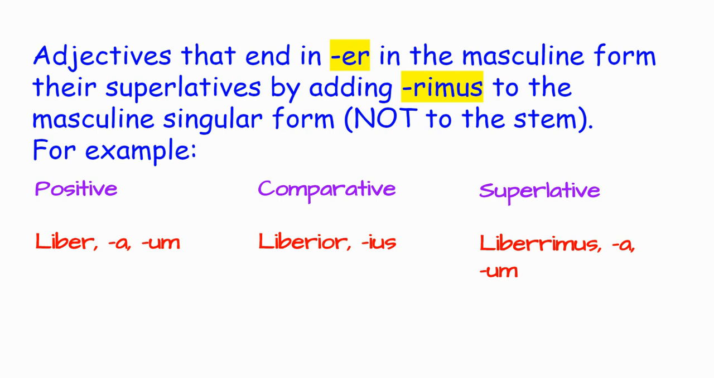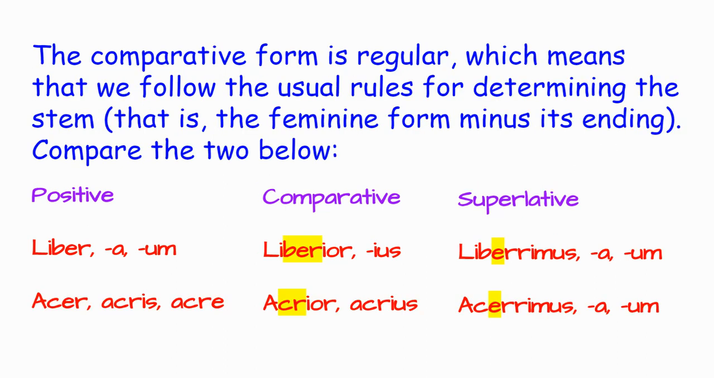So notice liber means free, most free, freest. Take liber and add rimus. So we've got a double R. There's no issimus. Let's take a look at how this works.